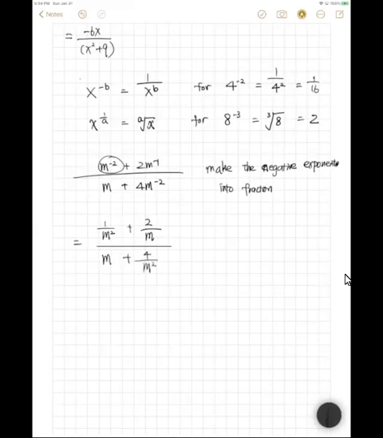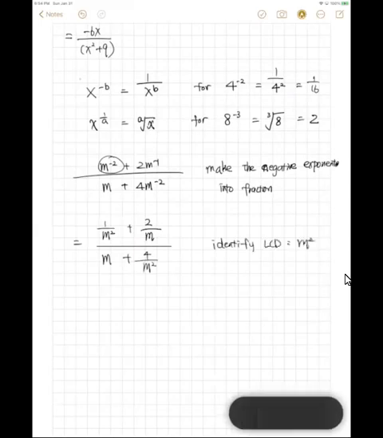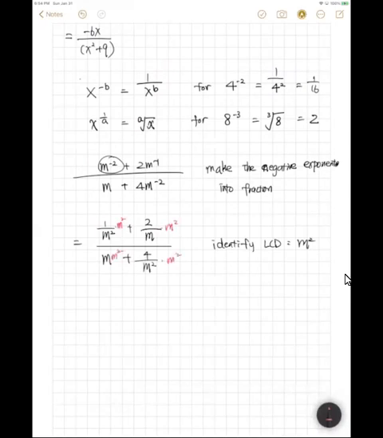And then you need to identify the least common denominator, which is m squared. That is, I need to multiply m squared by each term. So this cross cancels, I have m. You can cross cancel this one, okay? This is not a fraction, this is a whole number. So I have 1 plus 2m over m to the cube plus 4.